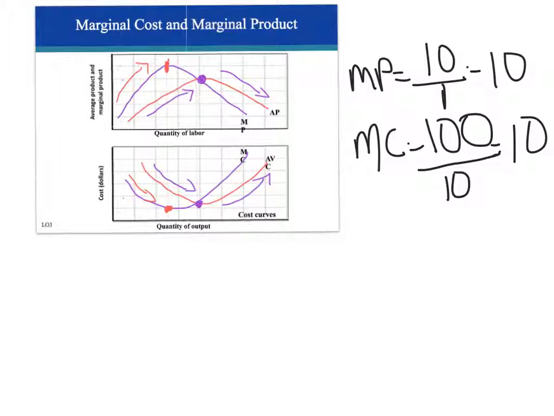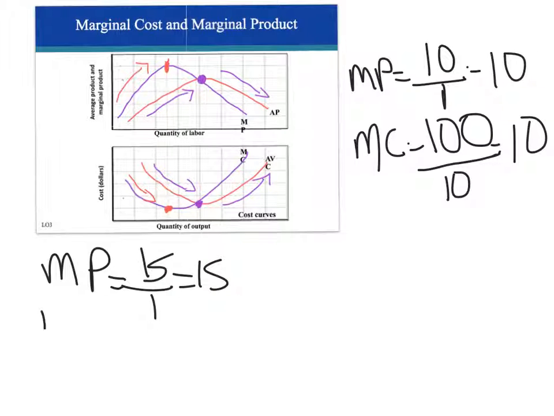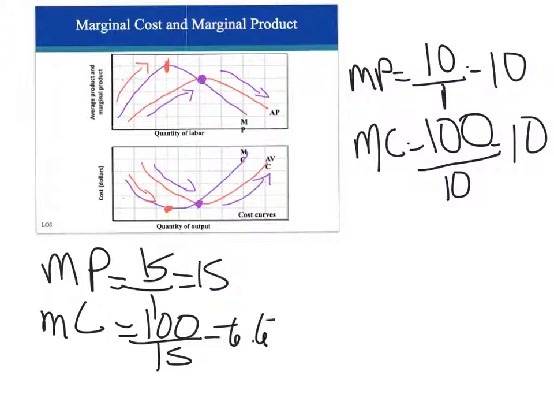Okay. Now, the marginal product of the second worker is 15. And the marginal cost per unit for the second worker, again $100, that's their wage, divided by 15, is 6.67. Okay. So we see here marginal product for the first worker is 10, for the second worker it's 15. And so it's rising, but the marginal cost between the first and second worker has decreased. And it will do this until we get to the fourth worker, and what we see with the fourth worker is that marginal product starts to decline and marginal cost starts to rise.